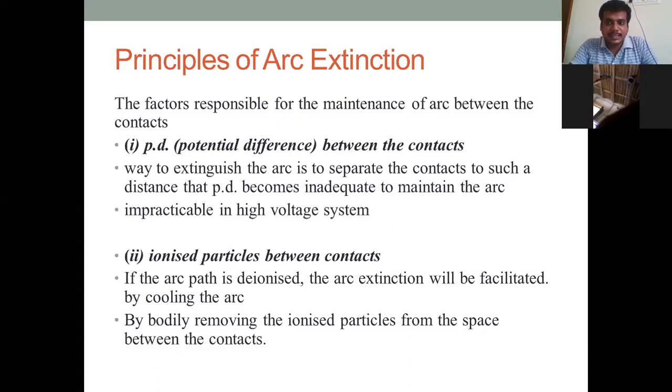So next is ionized particles between the contacts. What I said previously, the same thing I am saying here. If the arc path is deionized, the arc extinction will be facilitated. So we need to cool that arc, and another way is we can remove the ionized particles between the contacts by some external means, or by forcing some cooling agents, we can remove the ionized particles totally from the contacts.